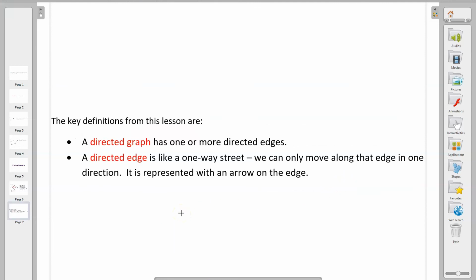To recap the key definitions from this lesson, a directed graph has one or more directed edges. A directed edge is like a one-way street. We can only move along that edge in one direction, and it's represented with an arrow on the end of the edge.